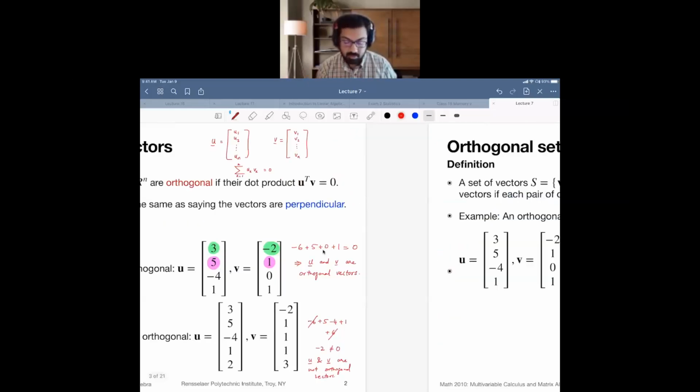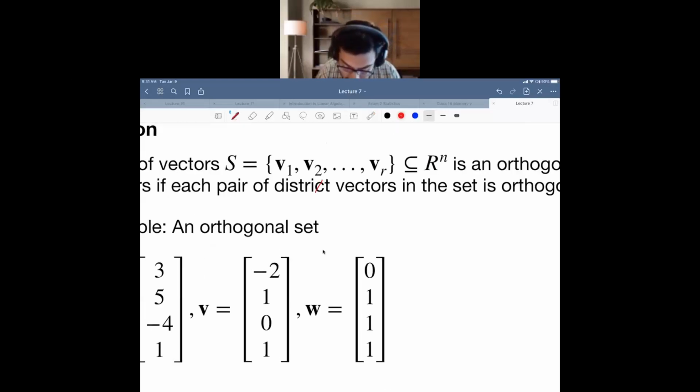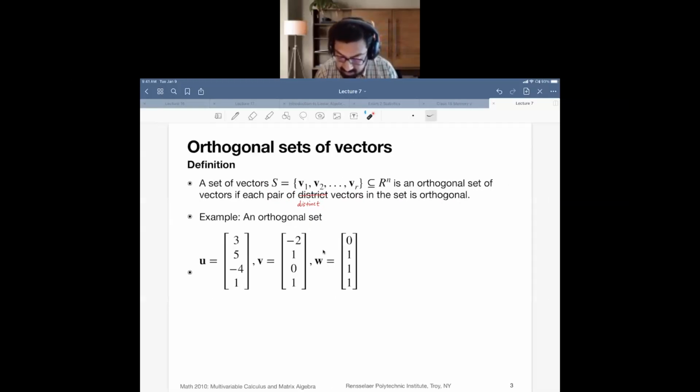So next, what you are going to need is to define an orthogonal set of vectors, because there can be more than two. So a set of vectors, and in this case we are using S as the set of vectors, it has r vectors, v1 through vr, and they all belong to R^n. They are a subset in R^n. It is going to be considered an orthogonal set of vectors if each pair of distinct vectors in this set is orthogonal.